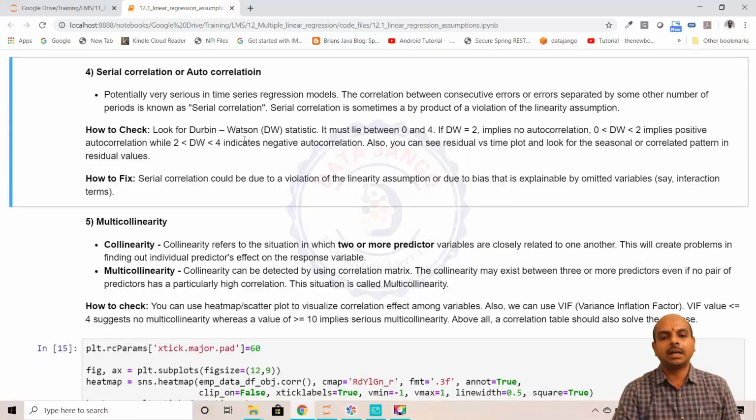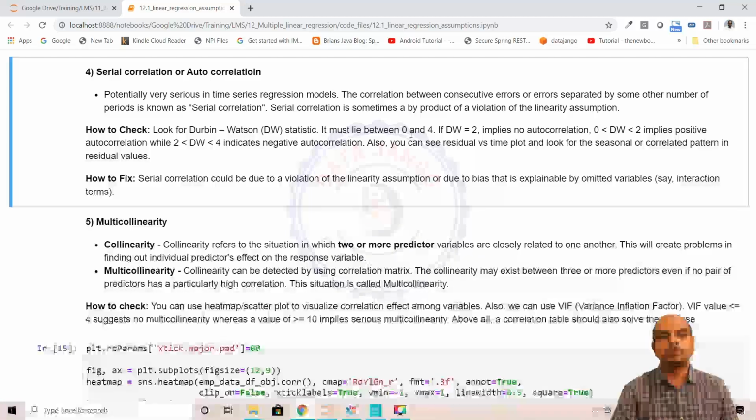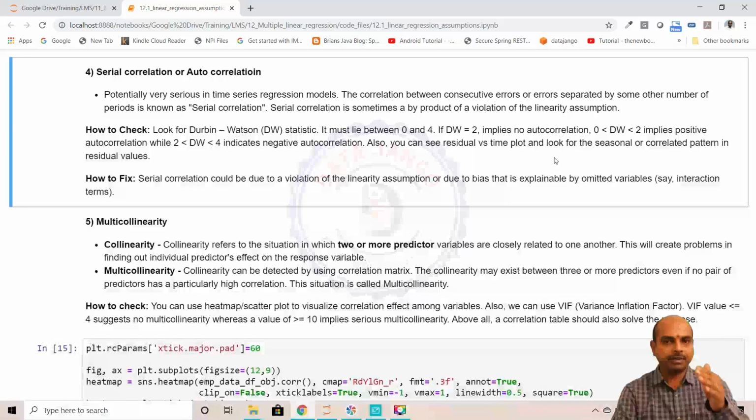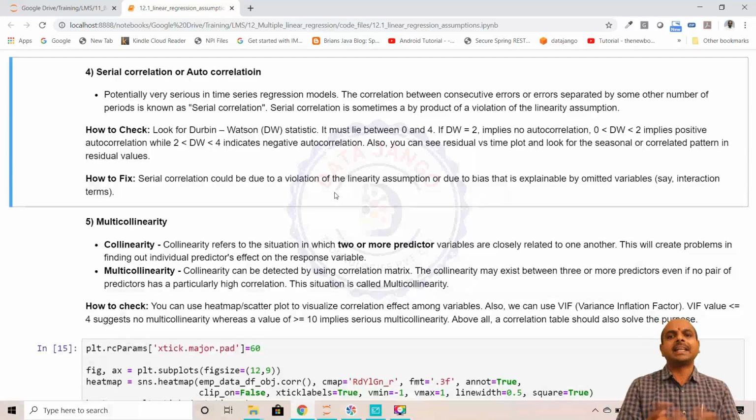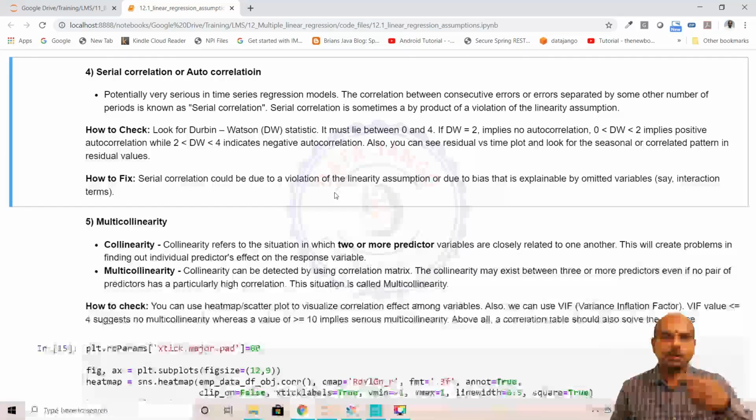There is a test called the Durbin-Watson test, which ranges between 0 and 4. If the value is equal to 2, there is no autocorrelation. That is perfectly fine. That means a linear relationship or some other relationship is there, but it is not a time series problem. If it is between 0 and 2, positive autocorrelation is there. If it is between 2 and 4, negative autocorrelation is there. Generally we can fix this by adding interaction terms, or maybe removing the columns which are creating the autocorrelation behavior.